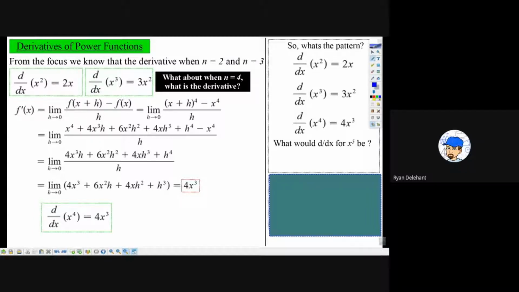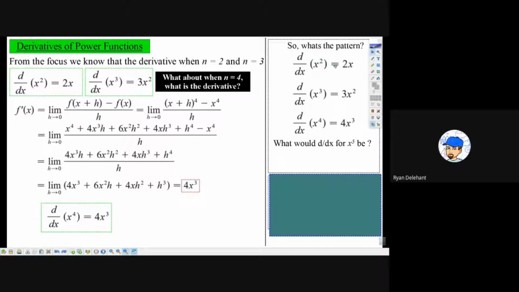And through the limits, we found that it was 2x and 3x squared. Here, I'm showing you the same process. We go through and we do the same thing for x to the fourth. So I'm doing the f of x plus h minus f of x method, and we get 4x to the third for its derivative. So if we come over here, we're looking for a pattern.